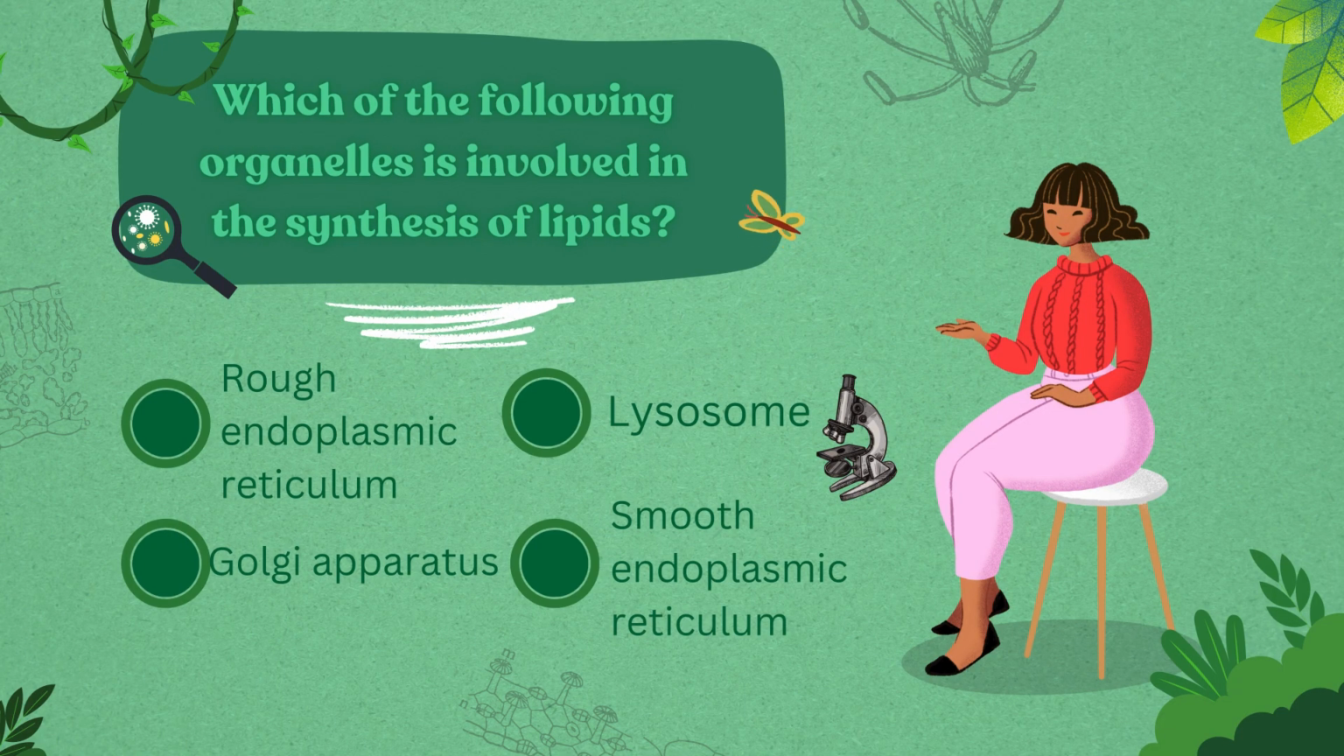Which of the following organelles is involved in the synthesis of lipids? Rough endoplasmic reticulum, Golgi apparatus, lysosome, smooth endoplasmic reticulum. Answer: 4. Smooth endoplasmic reticulum.